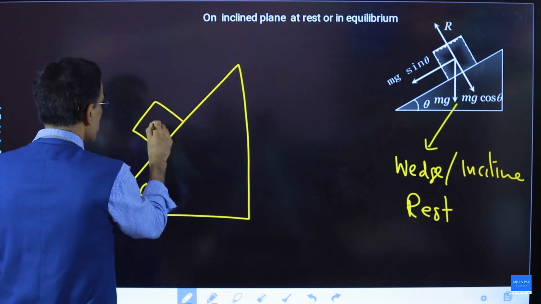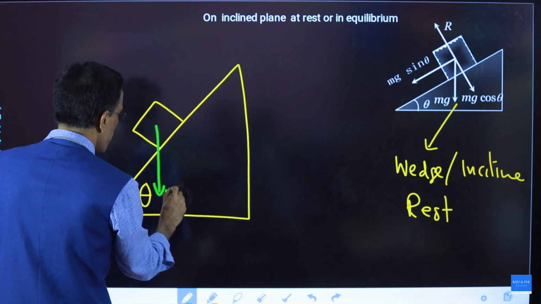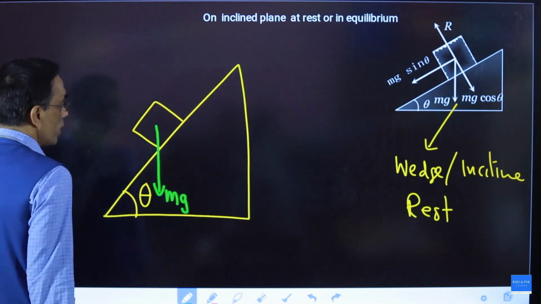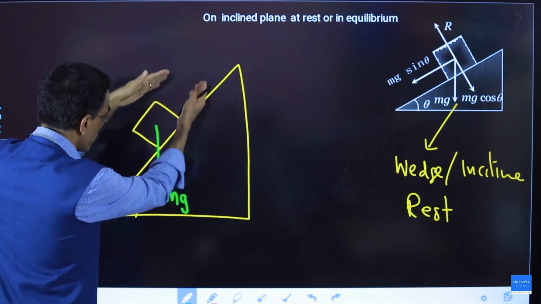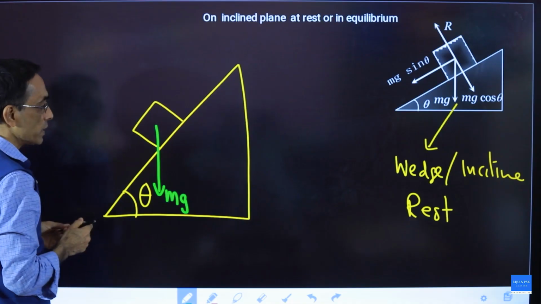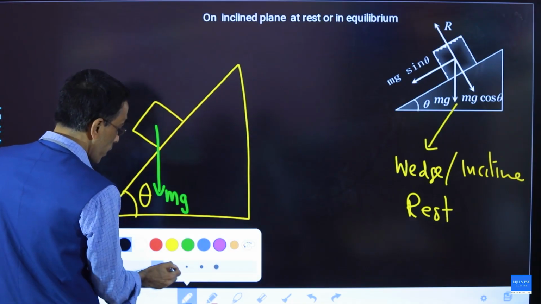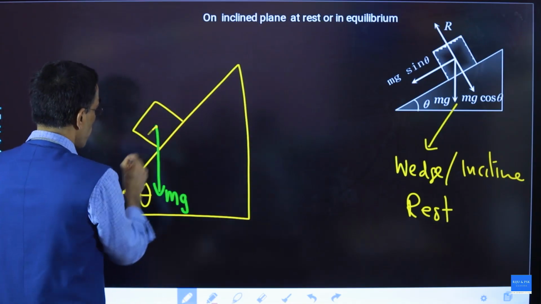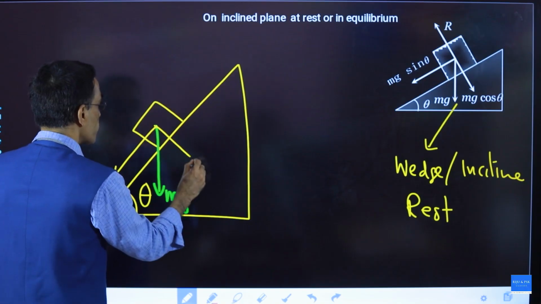This is the direction in which the weight of the body will act. But you know the body has a tendency to move in this direction. So what we will do is resolve this into two forces. One force in this direction, another force in this direction.